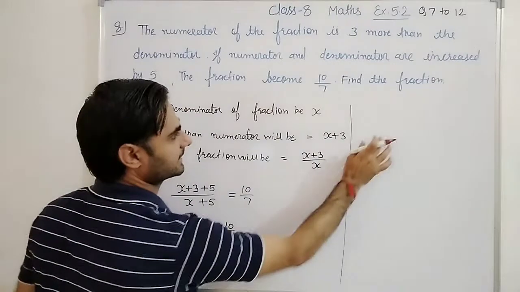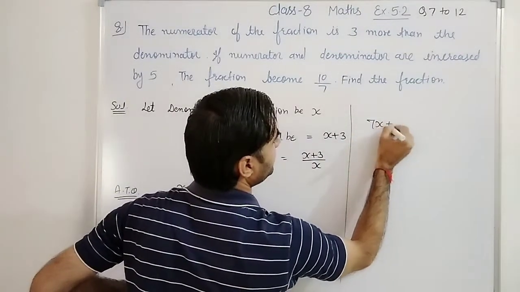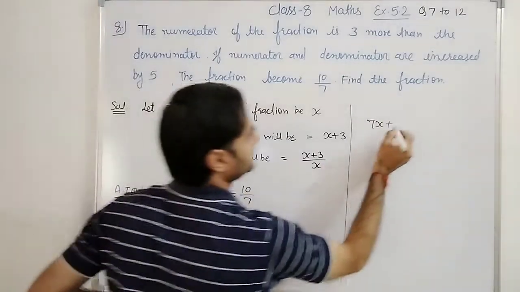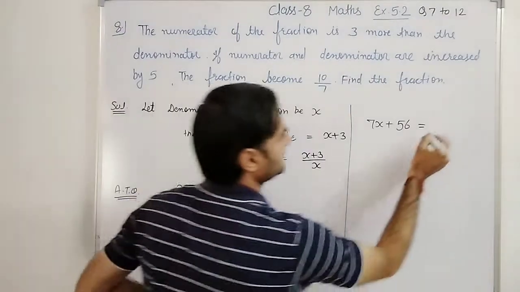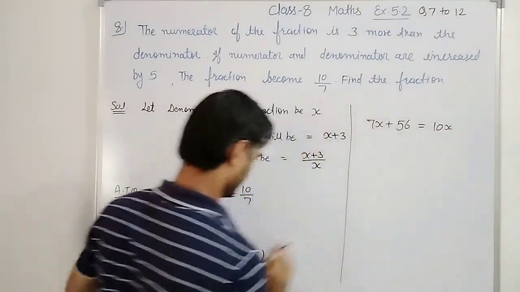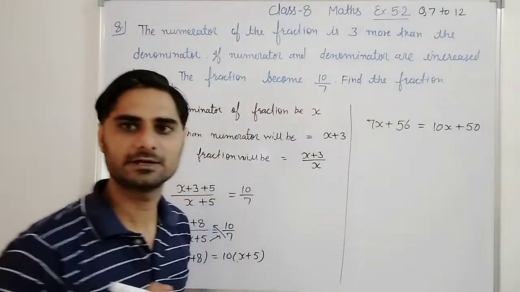Now I am doing the rest of the part. 7 into x is equal to 7x plus 7 into 8. 7 8s are 56. Equal, 10 into x is equal to 10x, and 10 multiplied by 5 is equal to 50. Till here did you understand?